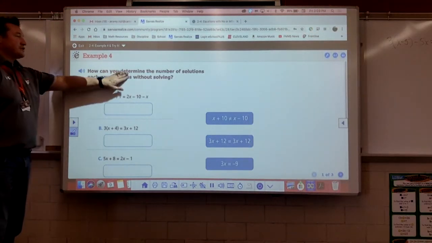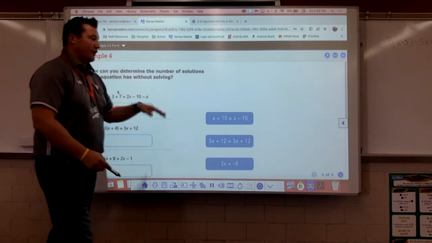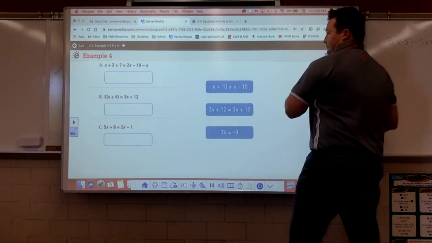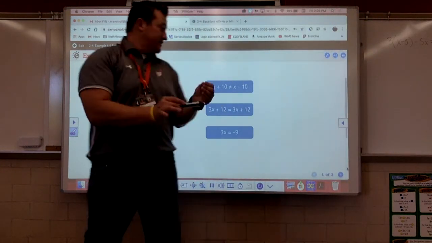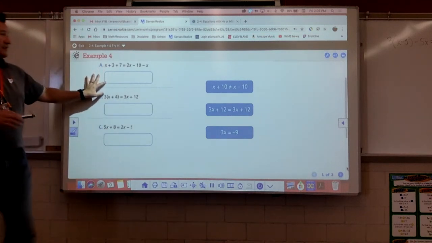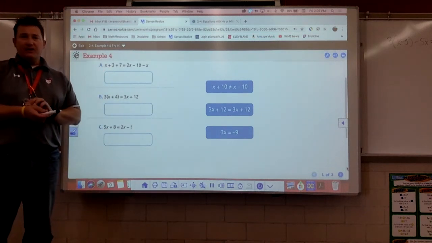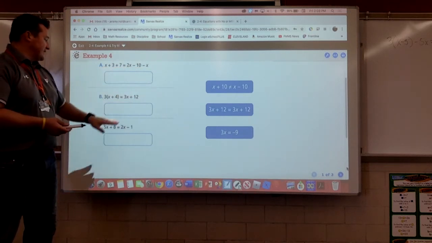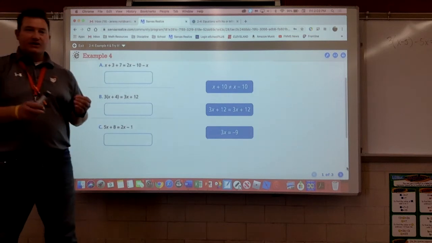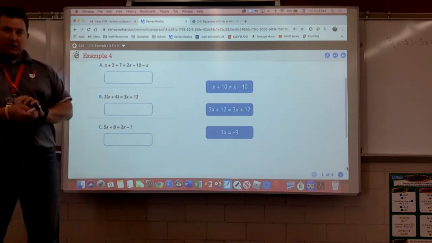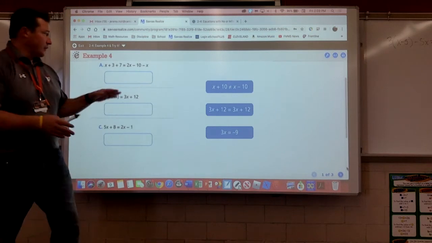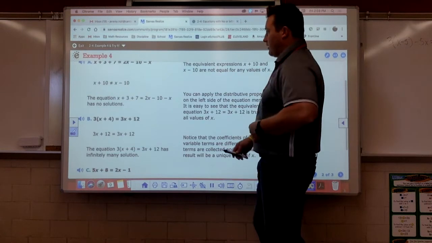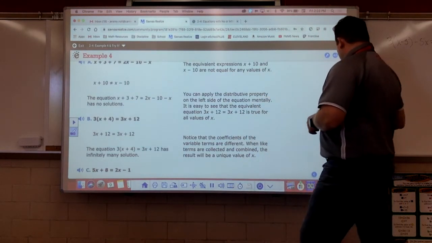All right. How can you determine the number of solutions each equation has without solving? If you've fallen asleep for this whole thing, guys, I need you to pay attention here. So this is your secret to how you can figure this out without doing too much work. Think about what each one of these has. We need to simplify or combine like terms or use the distributive property to see what we have. So I think they're going to do that for us here. Maybe? They are.